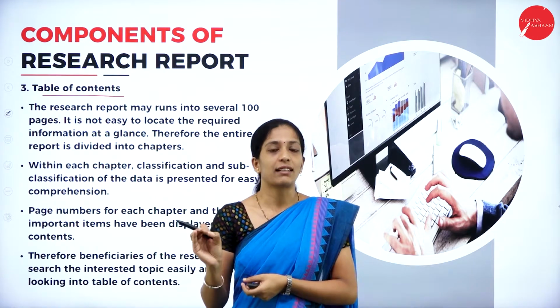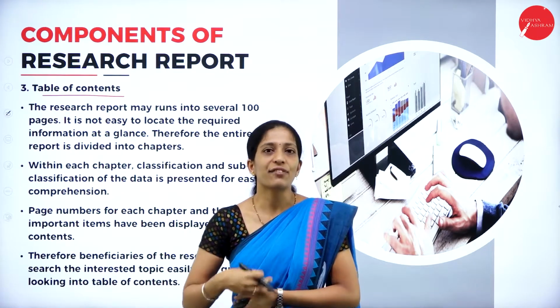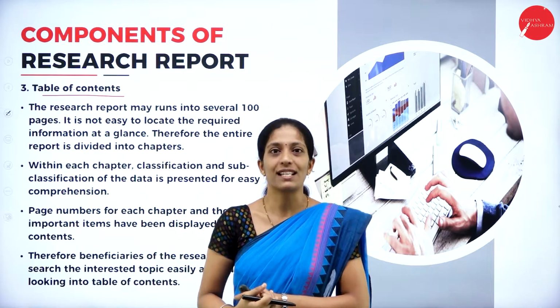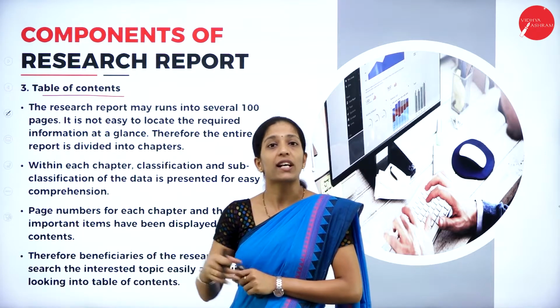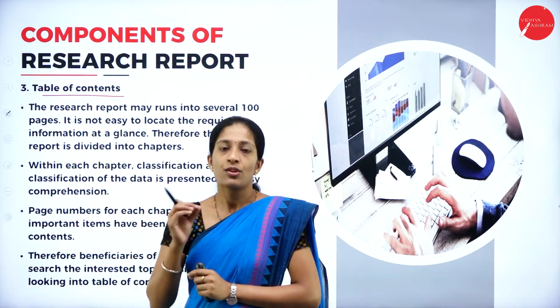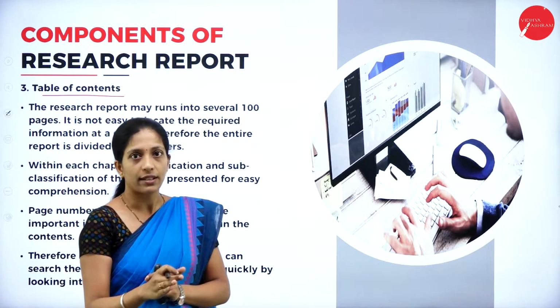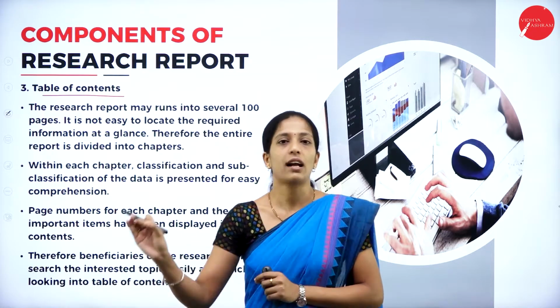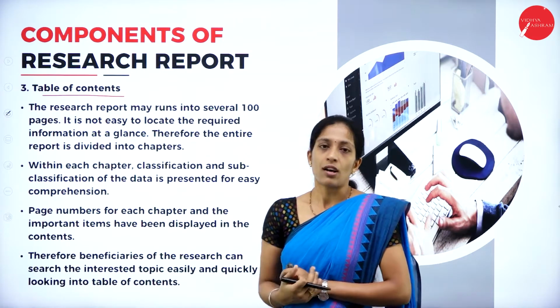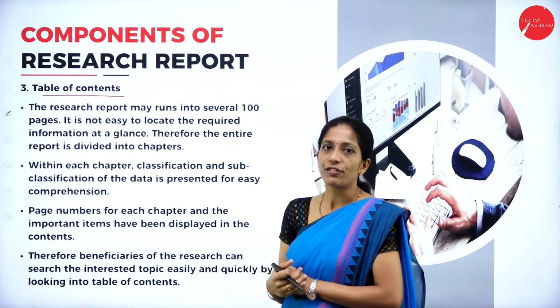So they will give like that. Okay. So the main thing is that in order to make it easier for reference, here also in the research report, I can't go through 100 pages. So what I'll do, I'll directly go through the contents. Whatever topics I want, I can see the page number and directly refer to those concepts. So that is about the table of contents.